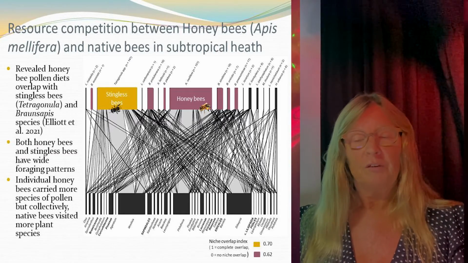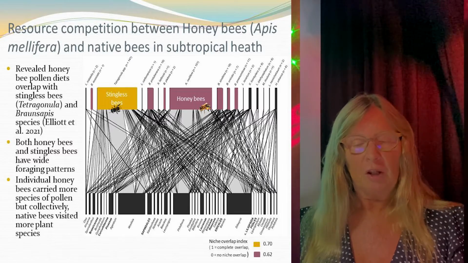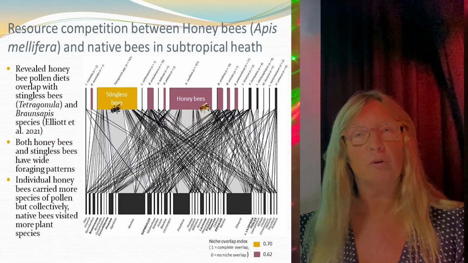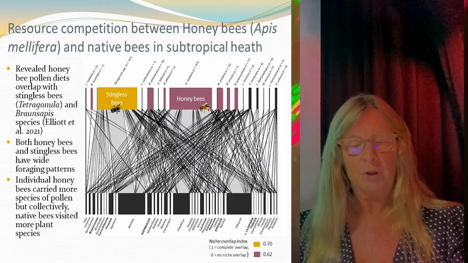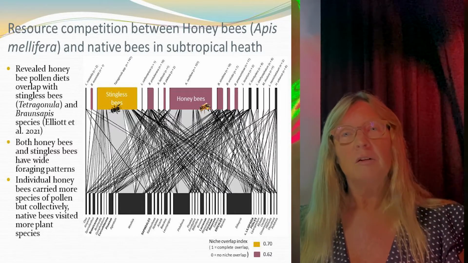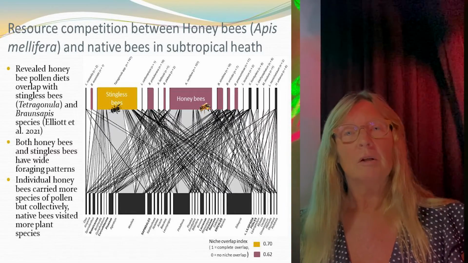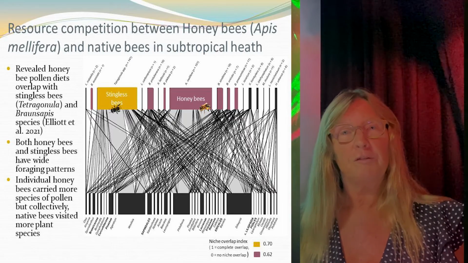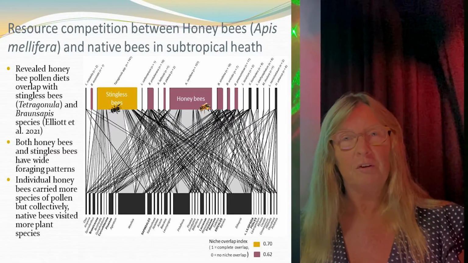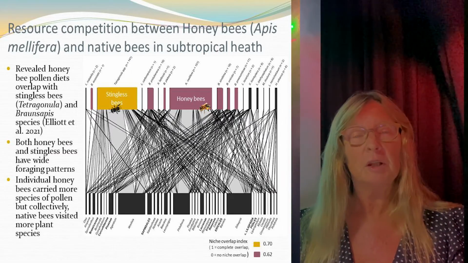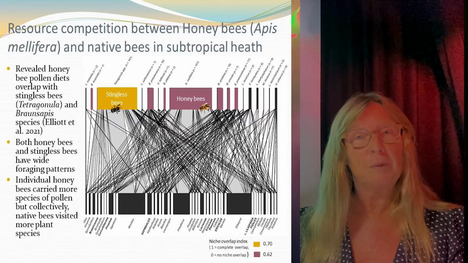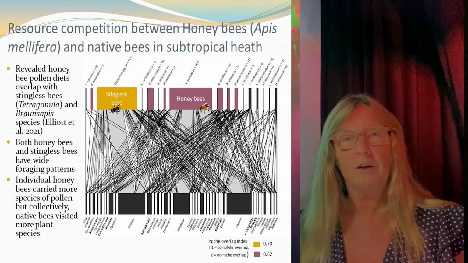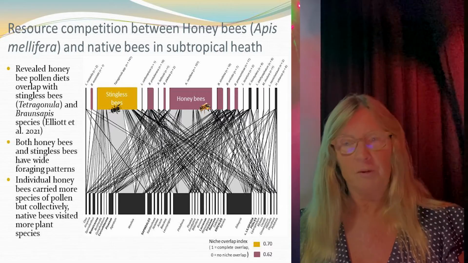We found that both stingless bees and honeybees have quite wide foraging patterns across multiple species. But we also found that individual honeybees can carry a greater number of different pollen species on the single bee. But on the other hand, native bees forage across a wider range of total species.